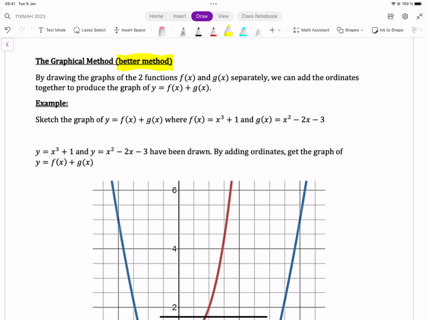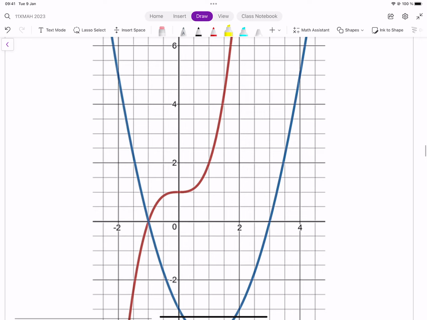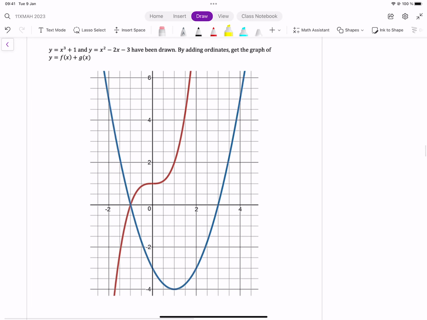So by drawing the graphs of the two functions f of x and g of x separately, we can add the ordinates. So that just is another way of saying y coordinates. So we're not going to add the x coordinates, just the y coordinates, and we call those ordinates. So we can add the ordinates together to produce the graph of y equals f of x plus g of x. So what we do is we sketch the graphs separately, and then we add the two graphs on our graph.